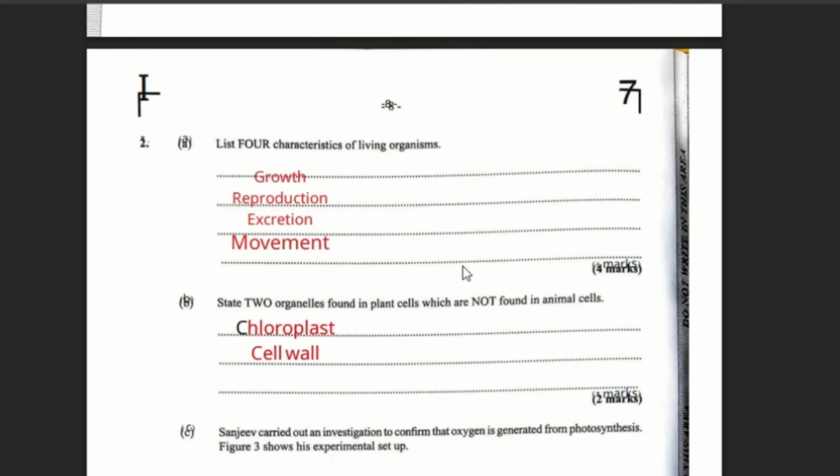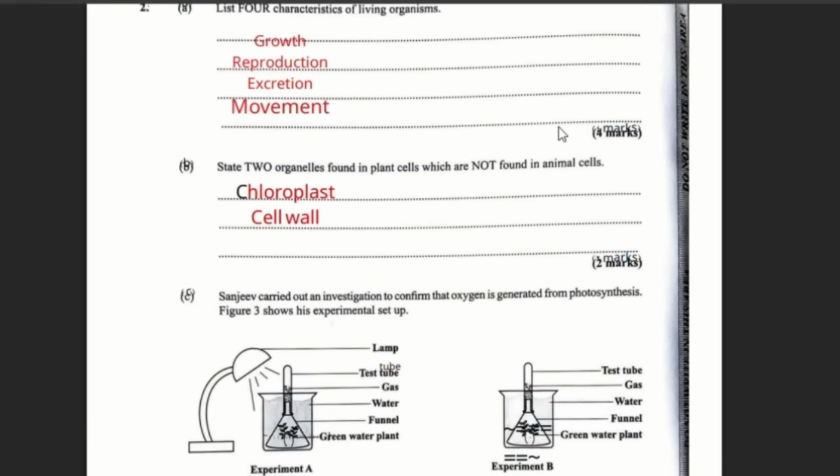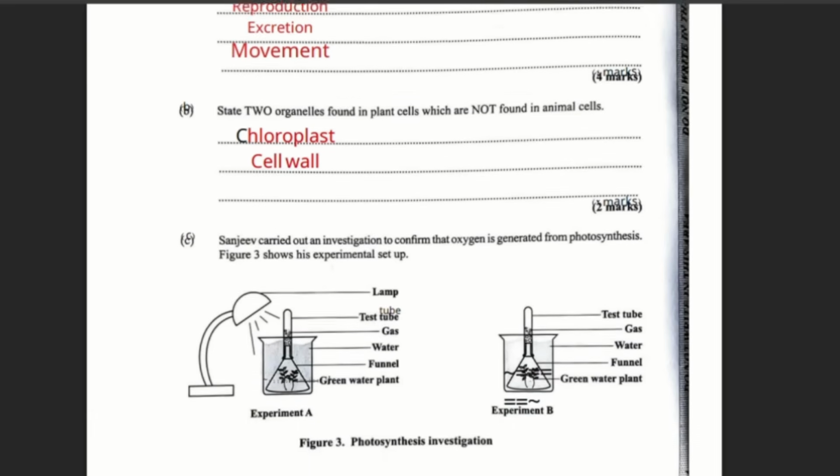Now, B said, name 2 organelles found in plants that are not found in animals. So basically, a chloroplast is very unique to plant cells, and also a cell wall is unique to a plant cell. You could have maybe put large vacuole because you'll only find a large central vacuole in the plant cell, and it's not found in animal cells. So that could be a possibility.